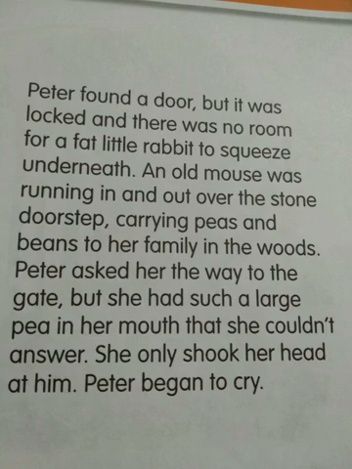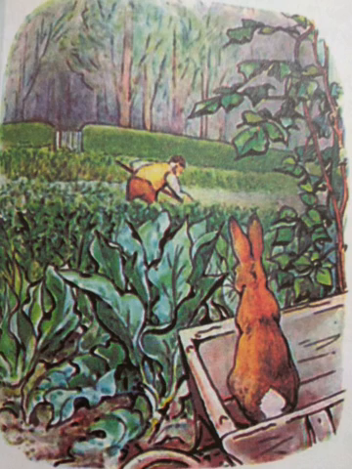Peter found a door, but it was locked and there was no room for a fat little rabbit to squeeze underneath. An old mouse was running in and out over the stone doorstep, carrying peas and beans to her family in the woods. Peter asked her the way to the gate, but she had such a large pea in her mouth and she could not answer. She only shook her head at him. Peter began to cry. Oh, poor Peter, right?